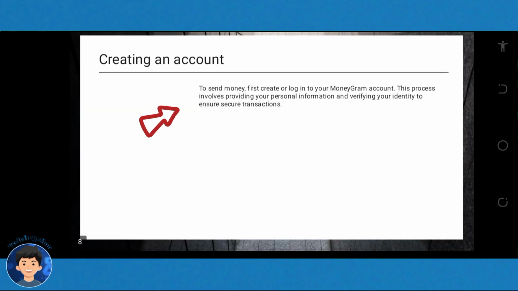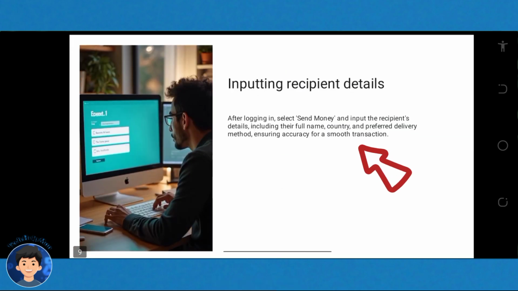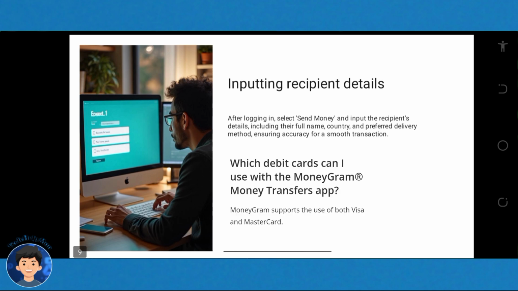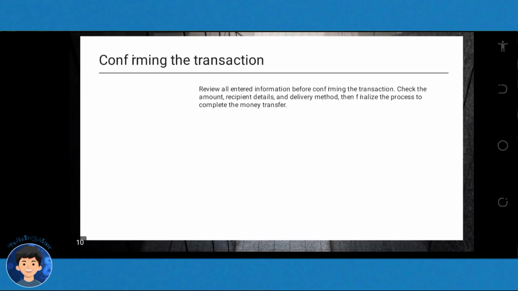Create or log into your MoneyGram account, tap Send Money, choose the recipient's country, and enter the amount. Next, select a delivery method: bank account, mobile wallet, or cash pickup. Enter the recipient's details: full name for cash pickup, bank account number, or mobile wallet link phone number. Choose a payment method like debit or credit card, bank transfer, Apple Pay, or Google Pay. Review all the info and confirm your transaction.